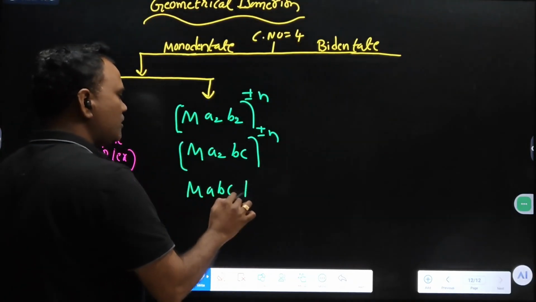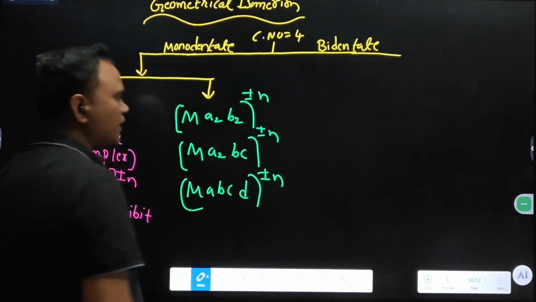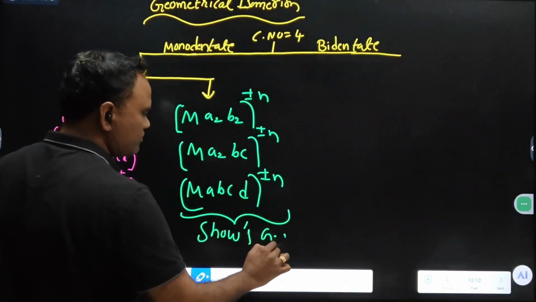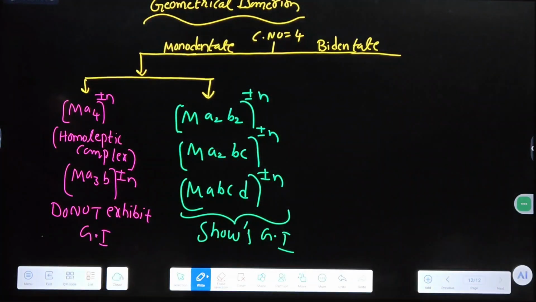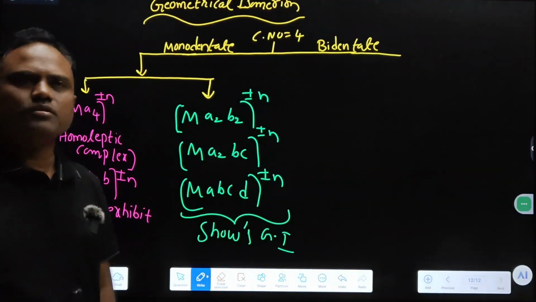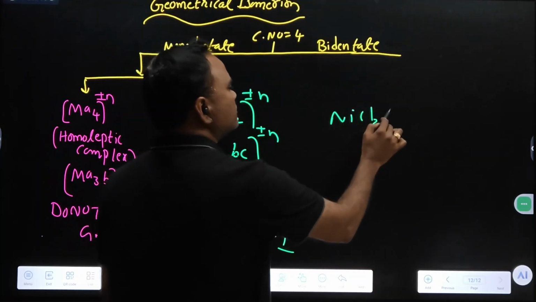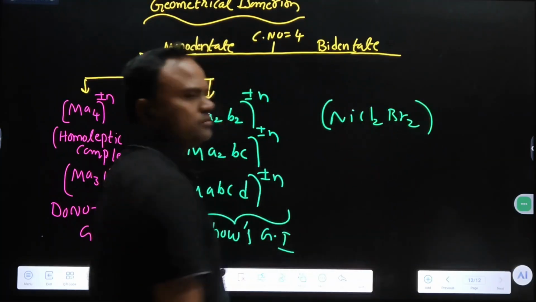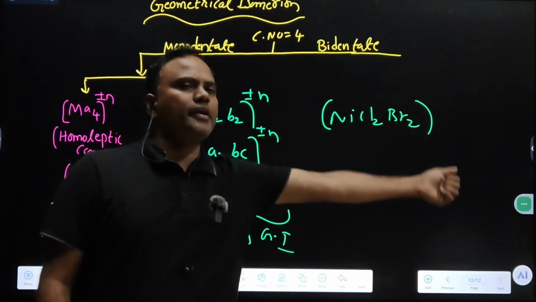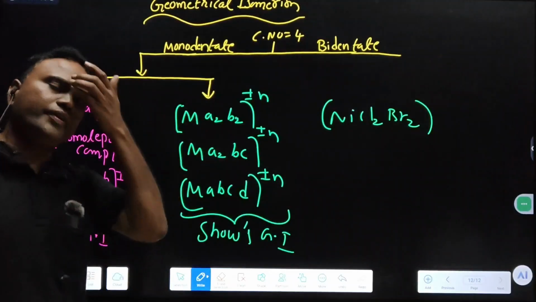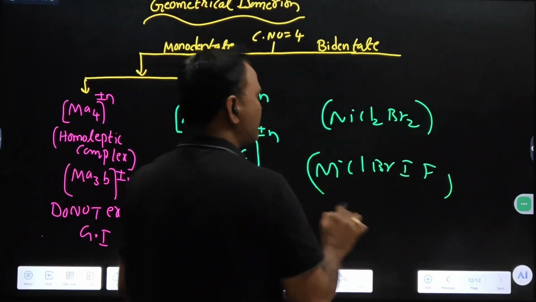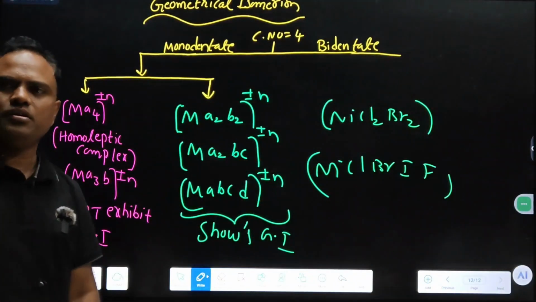MABCD, all are different ligands. Shows GI, geometrical isomerism. MA2B2 means, for example, NiCl2Br2, A2B2 category, like this. Then chlorine, bromine, iodine, this category ABC, all are different: nickel, chlorine, bromine, iodine, fluorine, all are different.